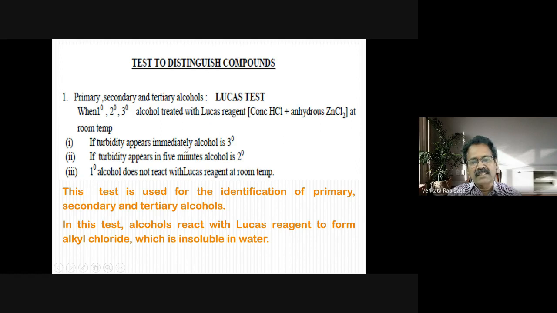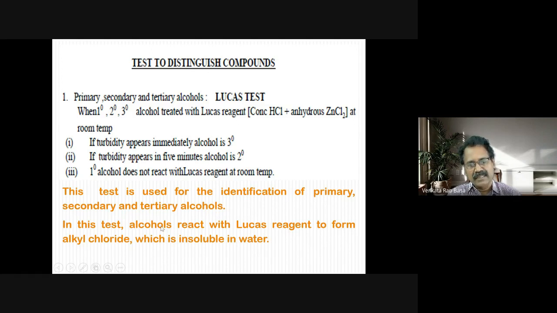If turbidity appears immediately, that is within 2 or 3 seconds, then it is a tertiary alcohol. Turbidity means the clear solution gets converted into a precipitate-like appearance. If turbidity appears after 5 or 6 minutes, then it is a secondary alcohol. A 1 degree alcohol does not react with Lucas reagent at room temperature; you have to provide higher temperatures. But as far as the Lucas reagent test is concerned, this is the method of distinguishing between primary, secondary and tertiary alcohols.